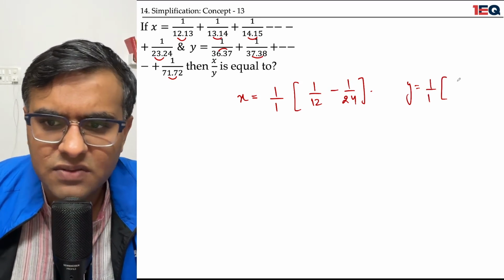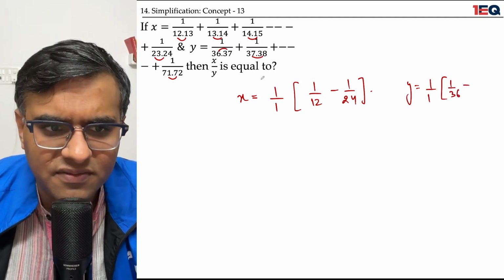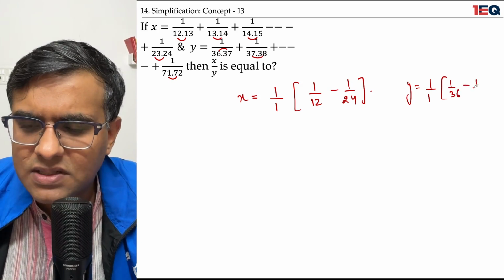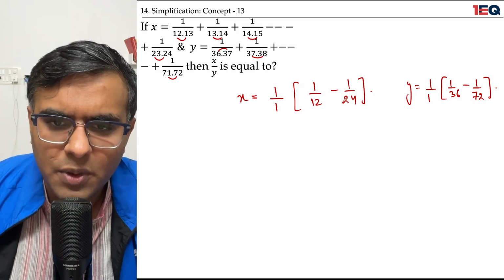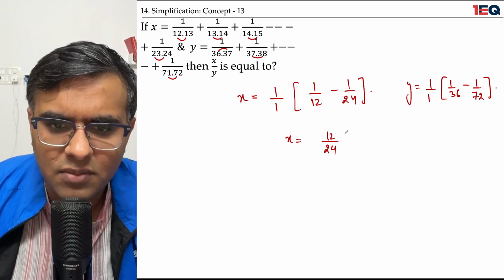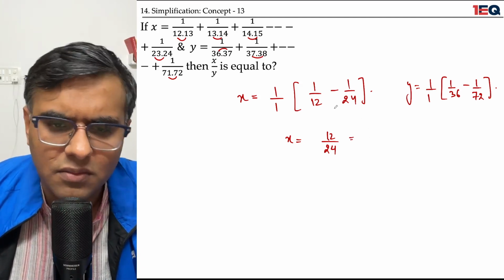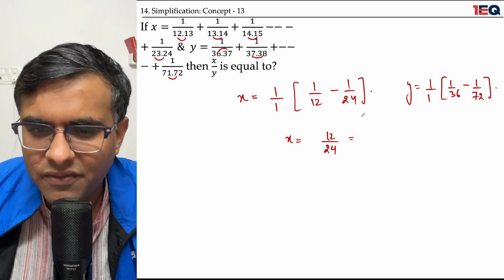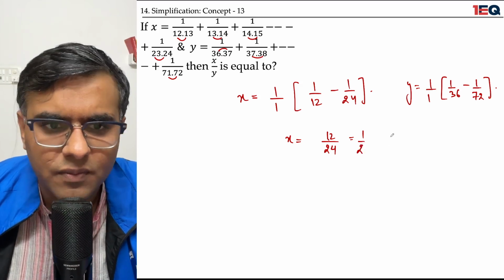Then the first term is 1 by 36. I've already taught this, that's why I'm moving a little fast. 1 by 36 minus 1 by 72. 24 minus 12 is 12. 12 upon 24 is half. So the value of x is nothing but half, right? 24 minus 12 by 24, it's basically 1 minus half. So 1 minus half is nothing but half. So we have its value over here.